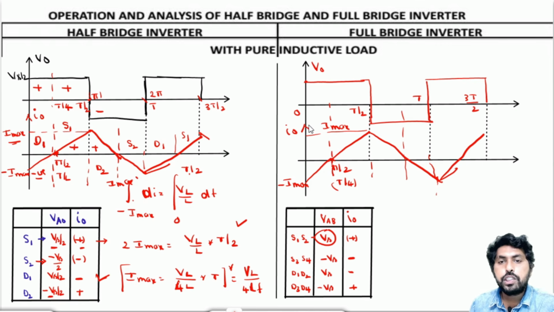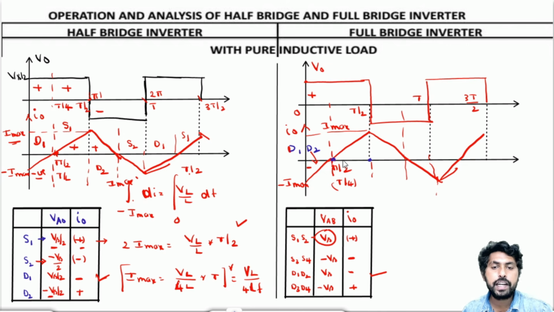Here the output voltage is positive and the current is negative, right? Voltage positive and current negative means D1, D2 will conduct. So in this period the devices that conduct are D1 and D2. Again, in this next period, voltage is positive and current is positive, so the devices will be S1 and S2.